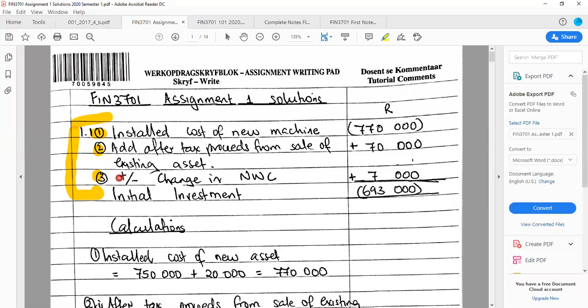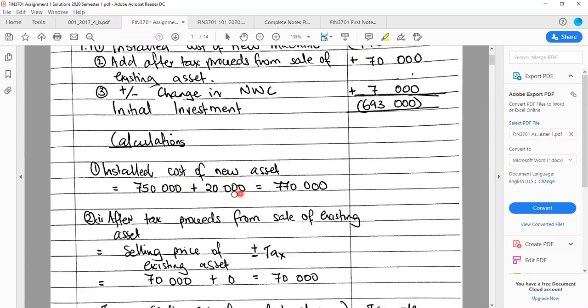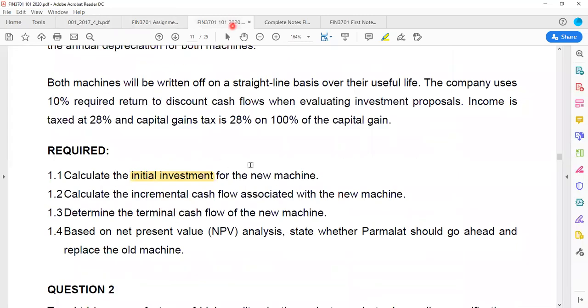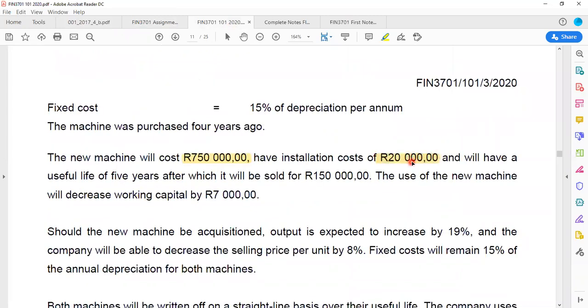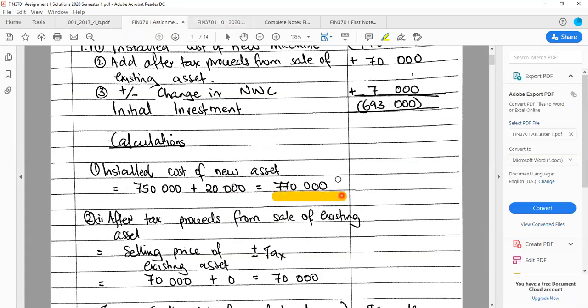And then after taking you through how you would calculate each of those things, I will then take you through the remaining parts with regards to capital budgeting and cash flows. Firstly, the installed cost of the new machine, I put 770 there. To calculate it, I just took the cost price of the new machine. The new machine will cost 750, and I added the installation cost. So I said 750 plus 20,000, and I got 770,000.